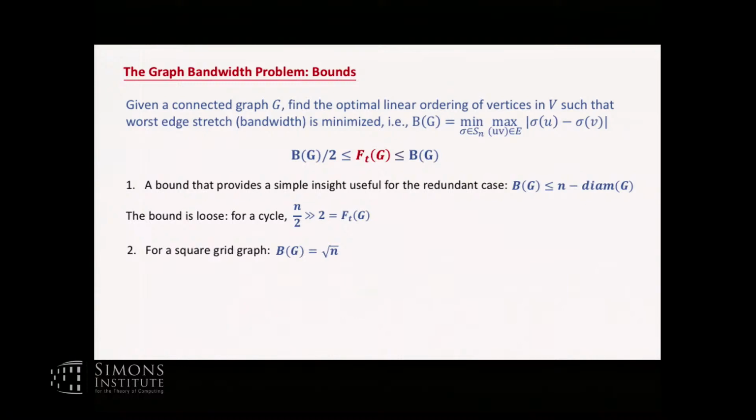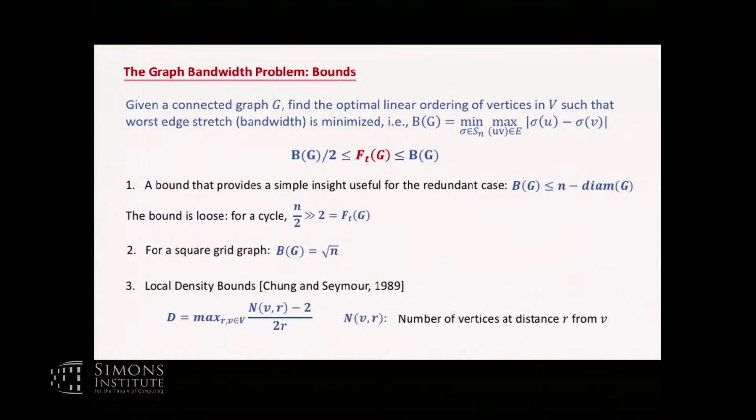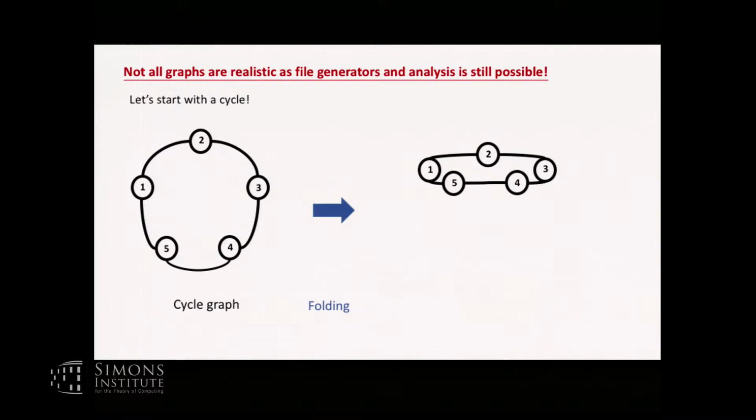Then you have special graphs like square grids. Again, doesn't look like a good model. And then you have really beautiful lower bounds. These are probably the best bounds out there, and I had to mention them. We're not going to talk much about lower bounds, but this is a beautiful work by Fan Chung and Seymour. I'm a big fan of both of their works, and I can discuss this so-called local density bound offline.